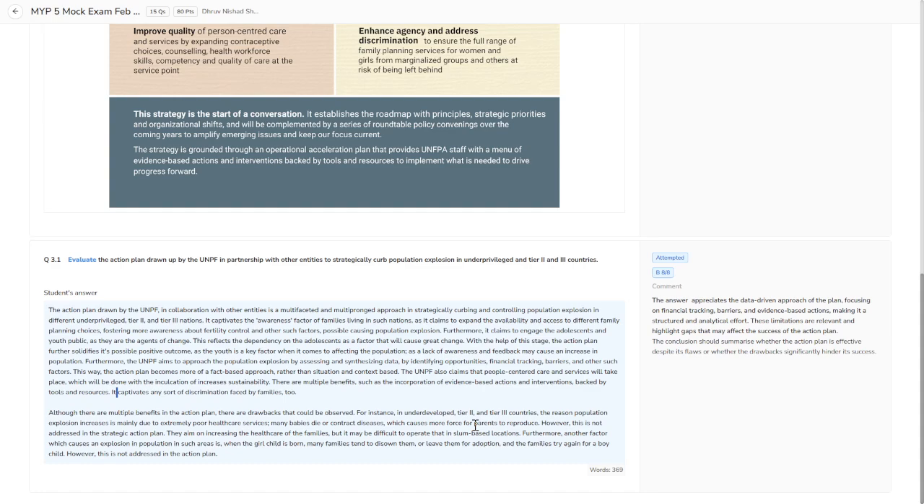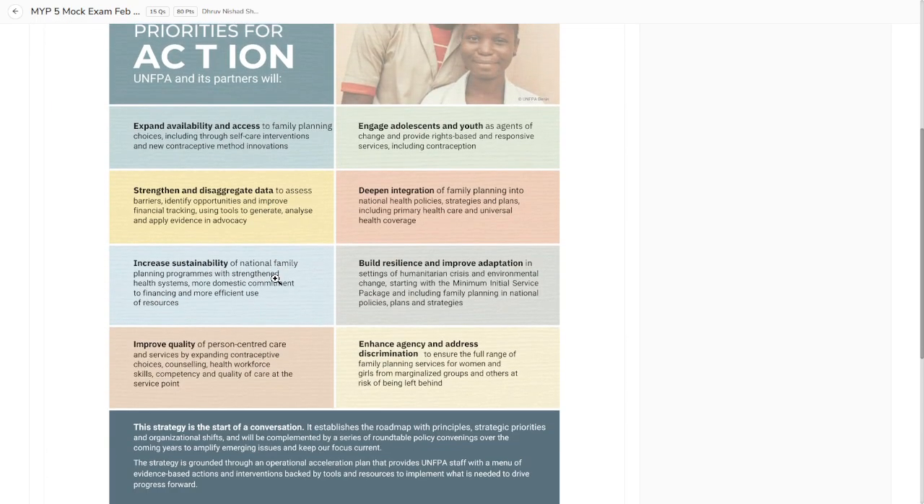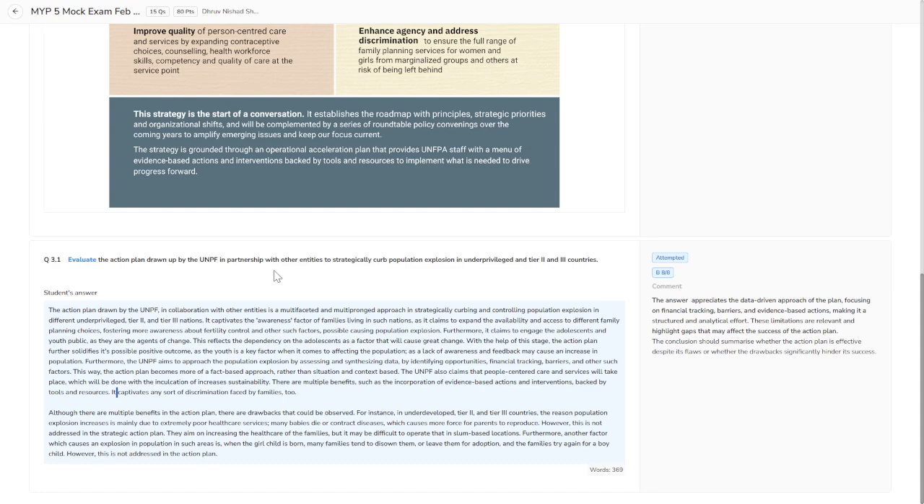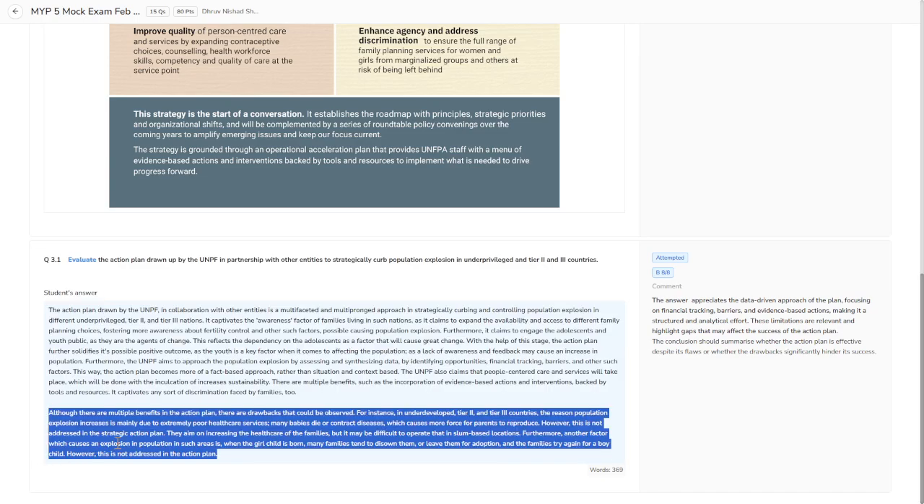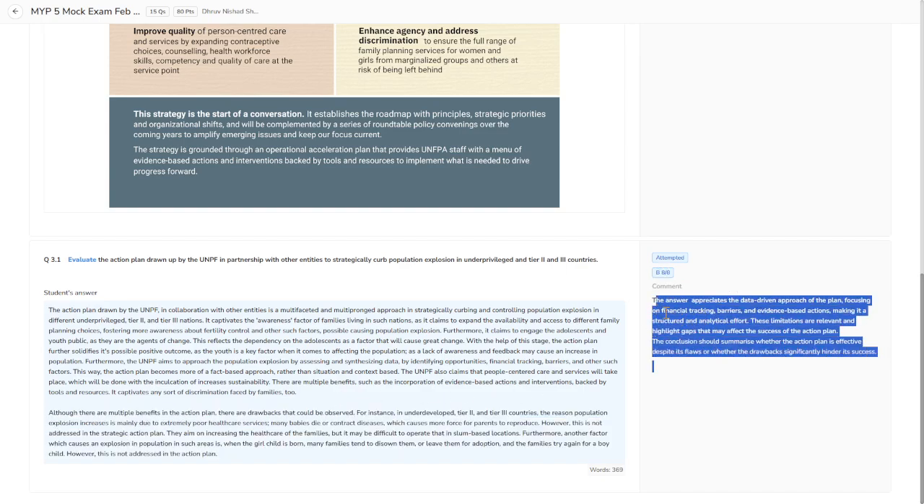So this again was a culmination of my MYP study. This was not mentioned over here, but because they did not include this in the action plan, I needed to find that out and obtain marks from that. Many families tend to disown them or leave them for adoption, and the families try again for a boy child. However, this is not addressed in the action plan. So let's observe what the teacher gave as recommendations.